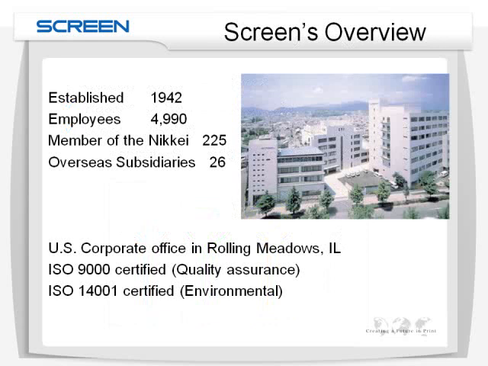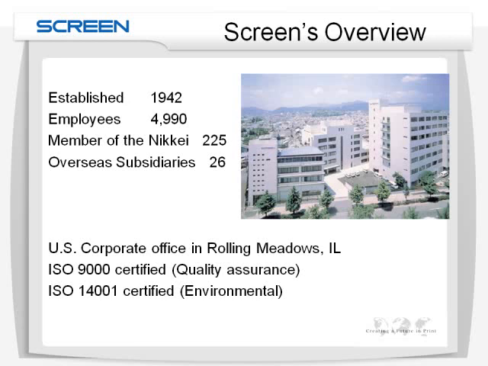Dynapon Screen was founded in 1868, but in 1942, Dynapon Screen Precision Manufacturing Division was established. We are about 5,000 worldwide employees in total. We are a member of Nikkei Star Market and our U.S. corporate office is in Rolling Meadows, Illinois.